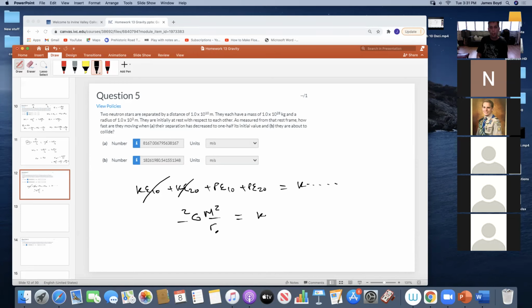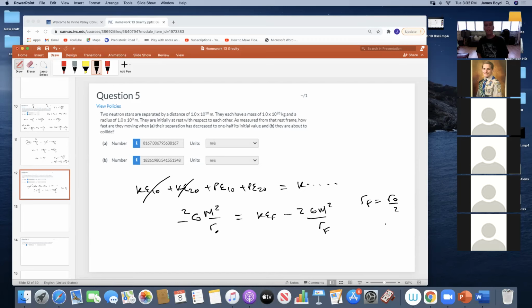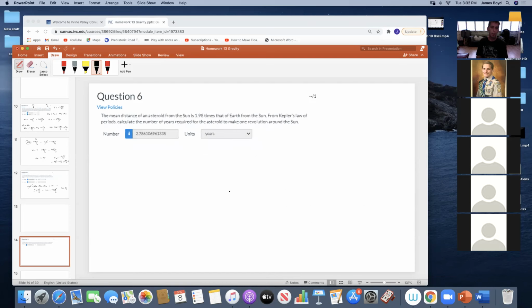the kinetic energy final minus 2 times GM and M squared over R final, but R final was half of R initial. This isn't too bad to do. Like I said, there is a weird 2 floating around, but basically you just do this with energy exactly like the last problem. And I don't want to talk too much more about that.